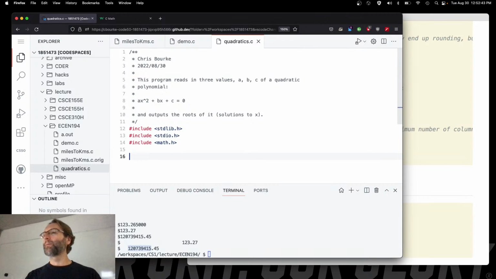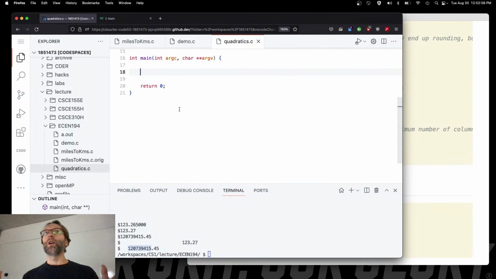The math library. Right? Now comes main. Int main, int argc, char argv. Cut and paste that from any example that we've done so far. Return 0. There. That's your main shell of a program.